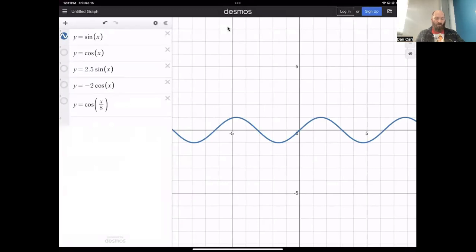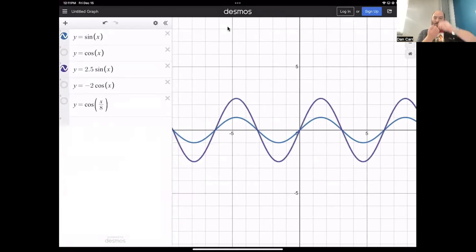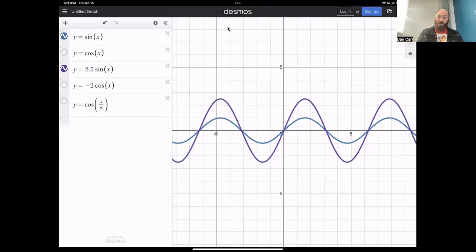And when I do 2.5, it just does a stretch. Okay, so again, now these key characteristics, instead of pi over 2 at going up to 1, it goes up to 2.5. Down here, it still crosses over the same there.